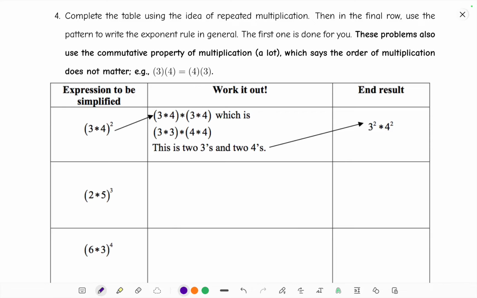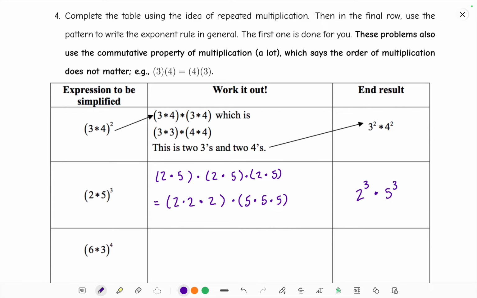So repeating this for the next one, we have (2 times 5) to the third power. So that's 2 times 5 times 2 times 5 times 2 times 5. Then using the commutative property, this equals 2 times 2 times 2 times 5 times 5 times 5. So then you get 3 2's, so 2 to the third power, times 3 5's, which is 5 to the third power.